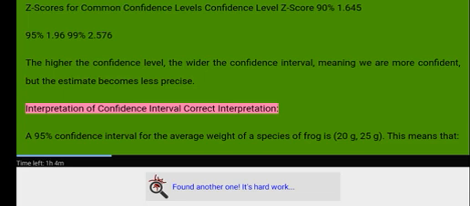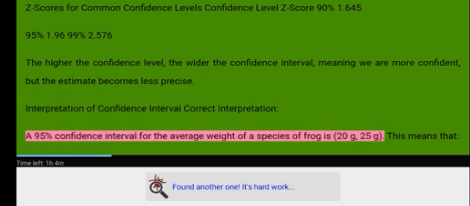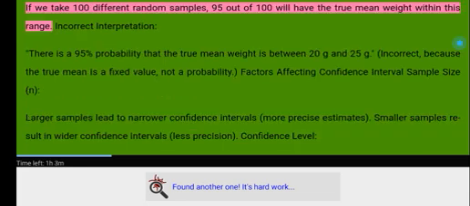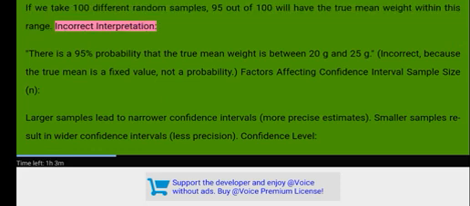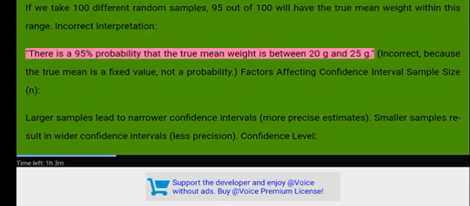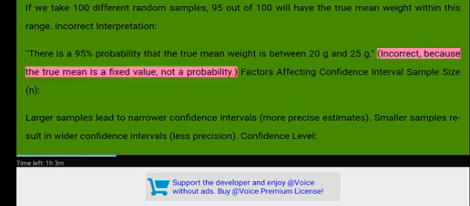Interpretation of confidence interval. Correct interpretation. A 95% confidence interval for the average weight of a species of frog is 20 grams, 25 grams. This means that if we take 100 different random samples, 95 out of 100 will have the true mean weight within this range. Incorrect interpretation. There is a 95% probability that the true mean weight is between 20 grams and 25 grams. Incorrect, because the true mean is a fixed value, not a probability.